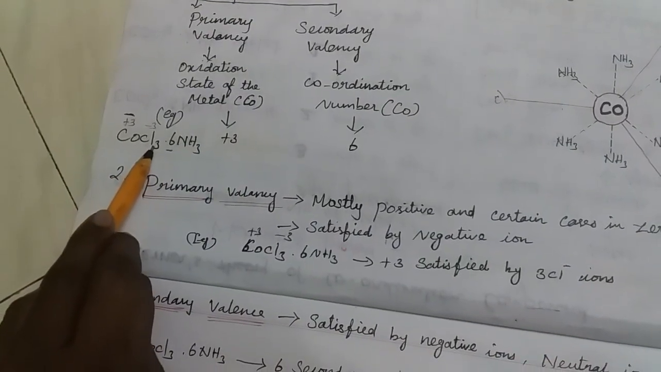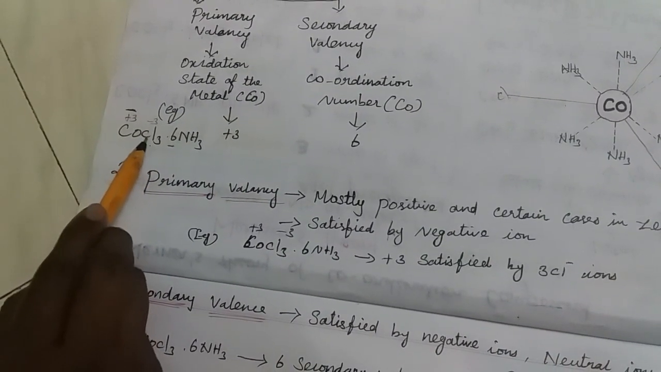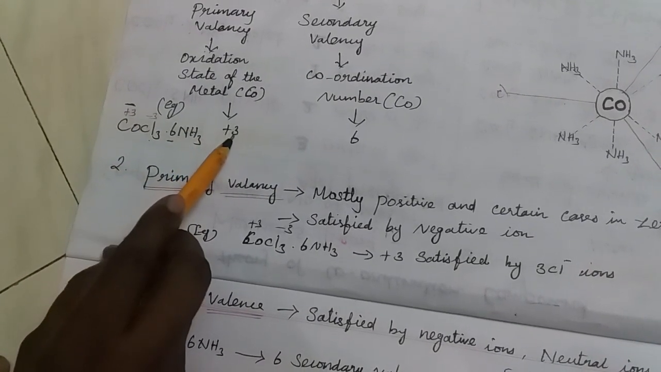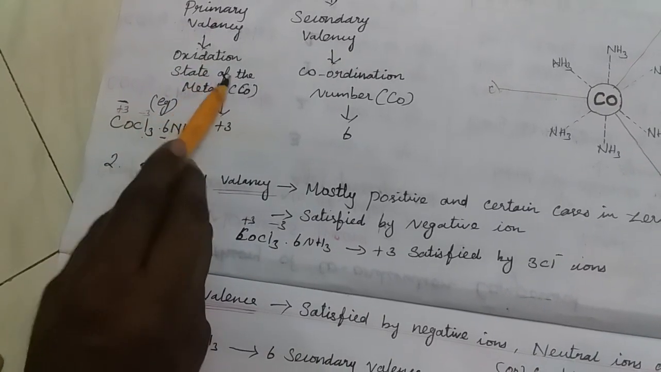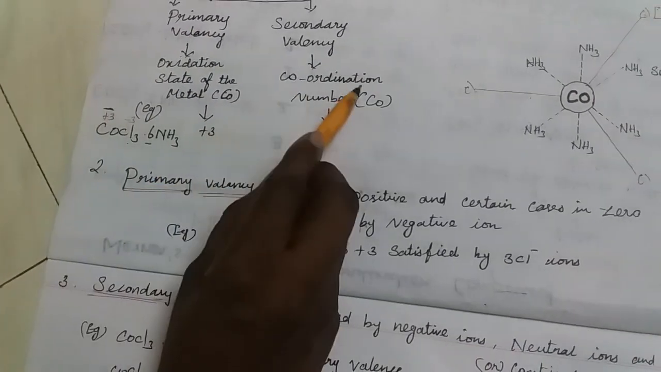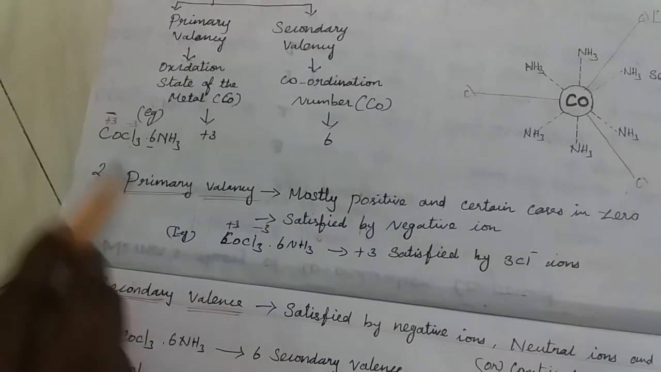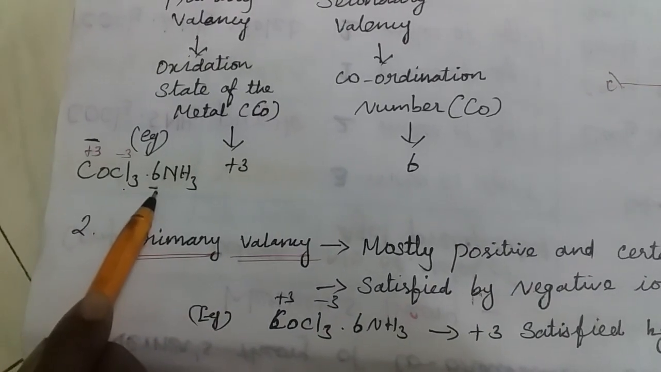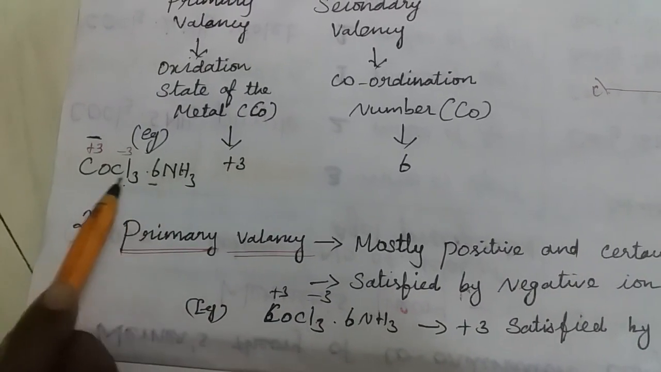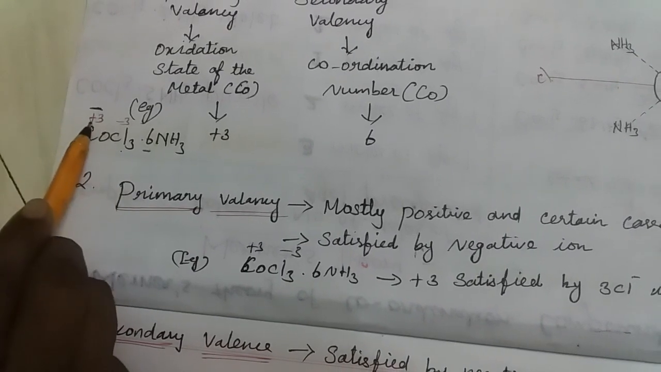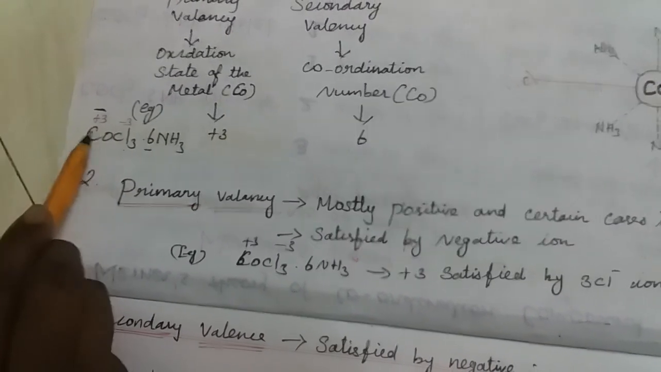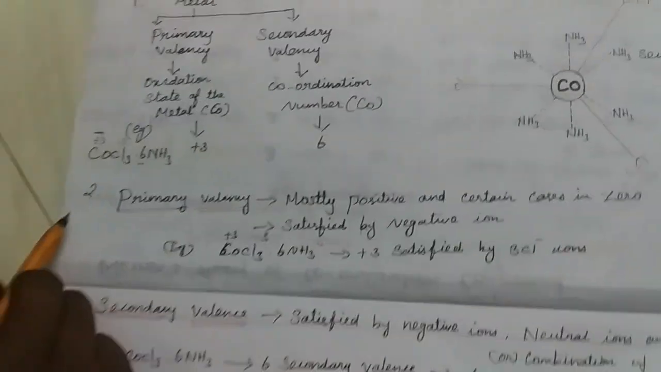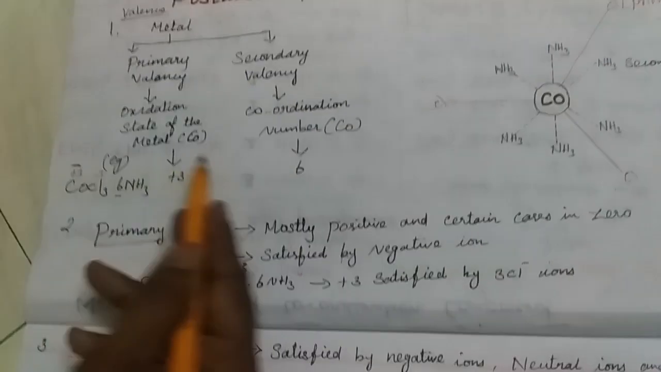Here there is 3Cl minus, so it is satisfied by +3. So, the oxidation state is +3 because the oxidation state indicates the primary valency. The coordination number indicates the secondary valency. So, the coordination number is 6, which is the secondary valency. The oxidation state of cobalt is +3, so we call it the primary valency. This is the first postulate.